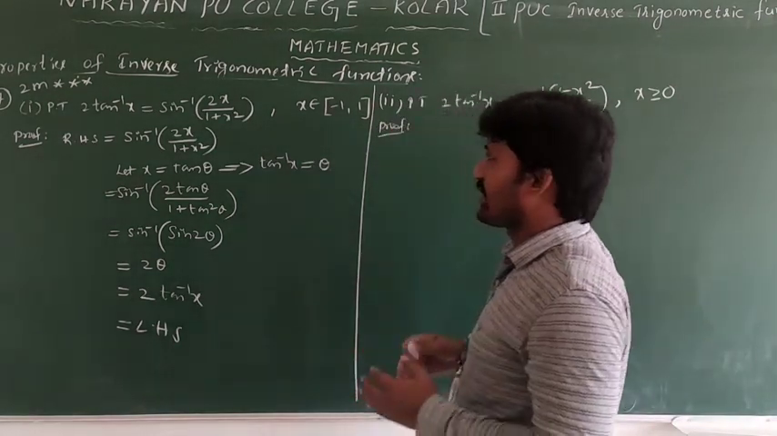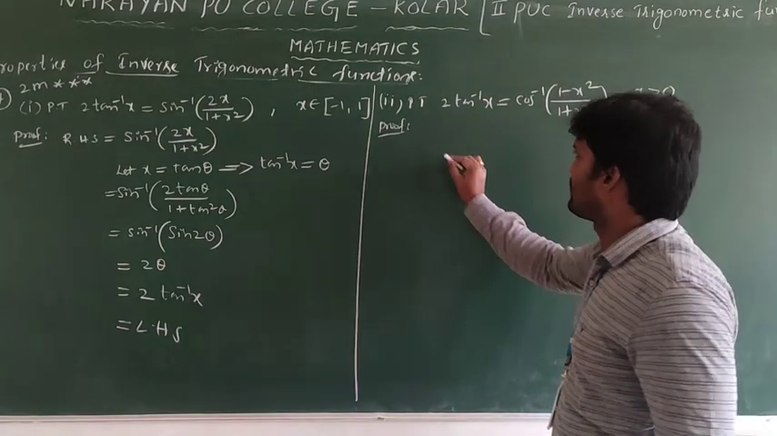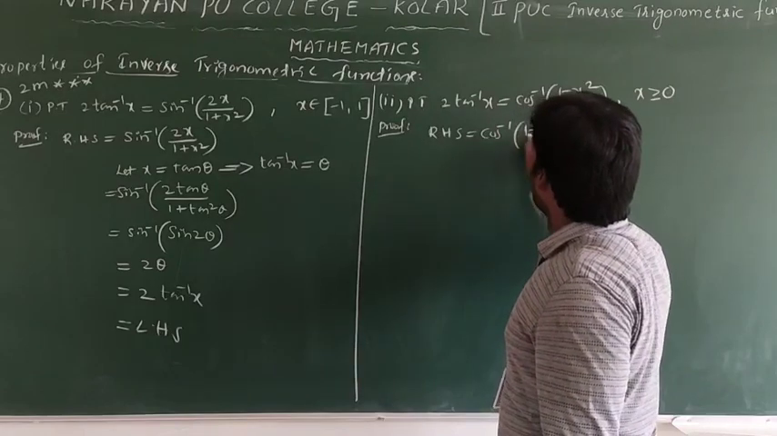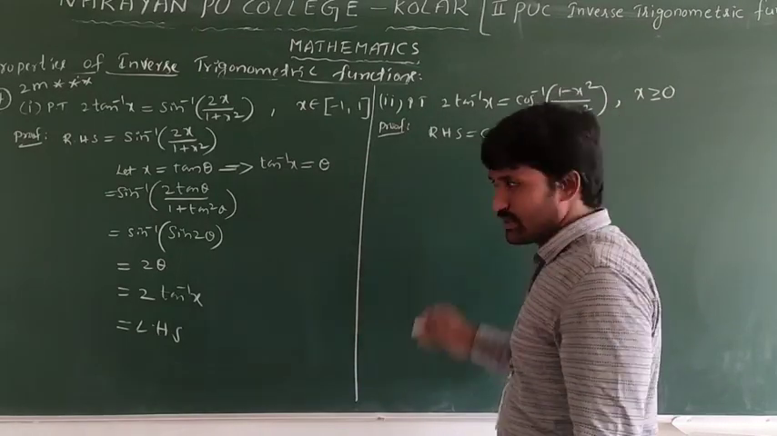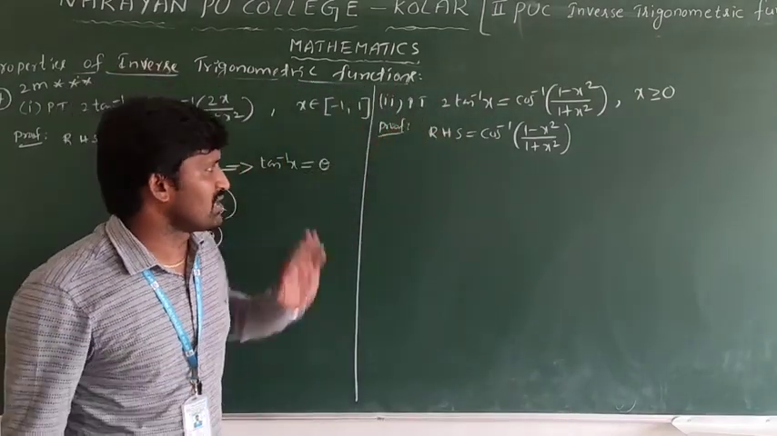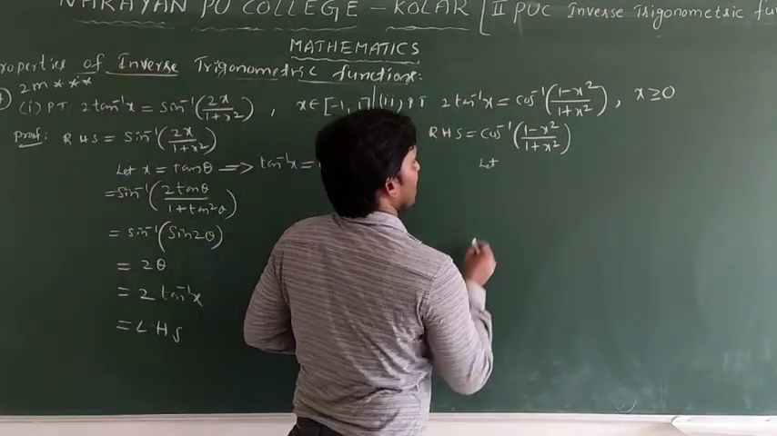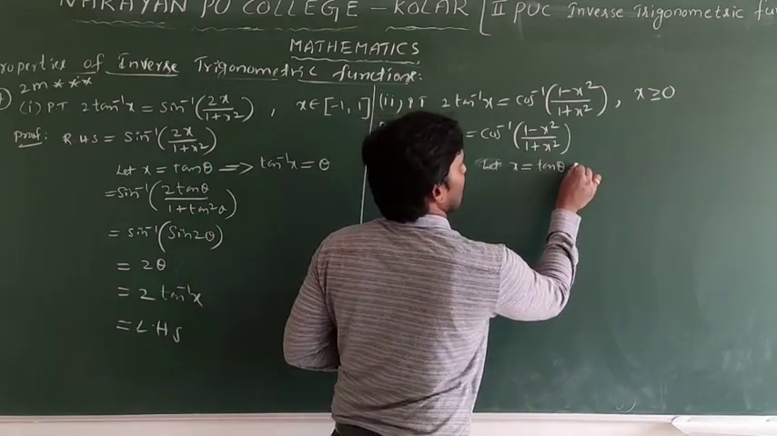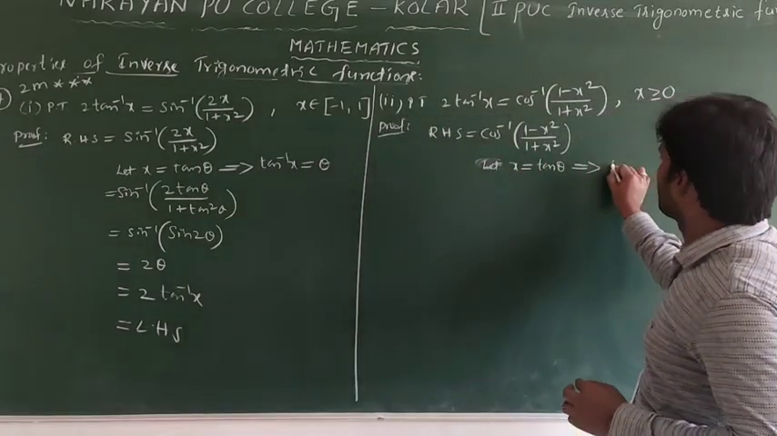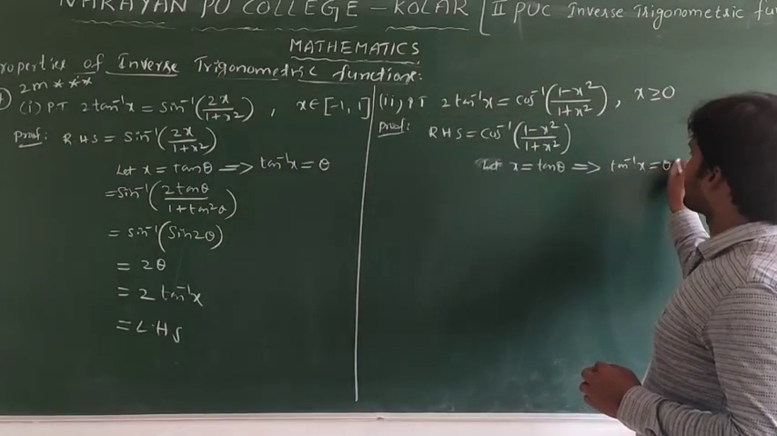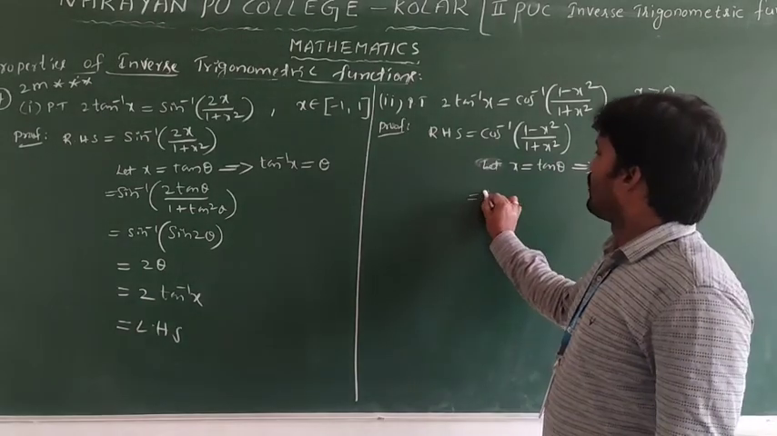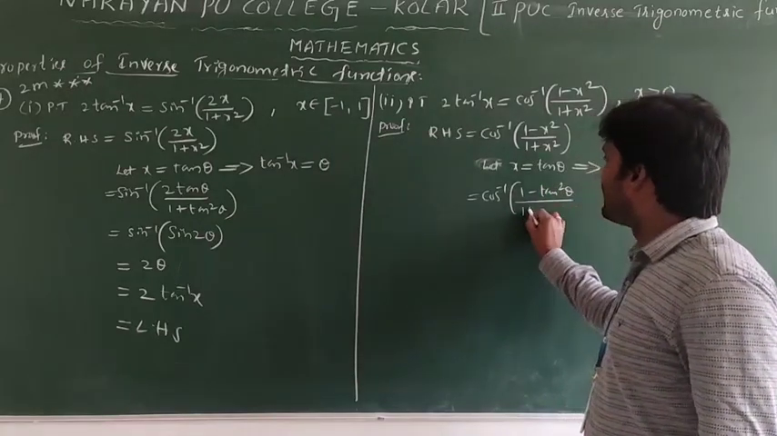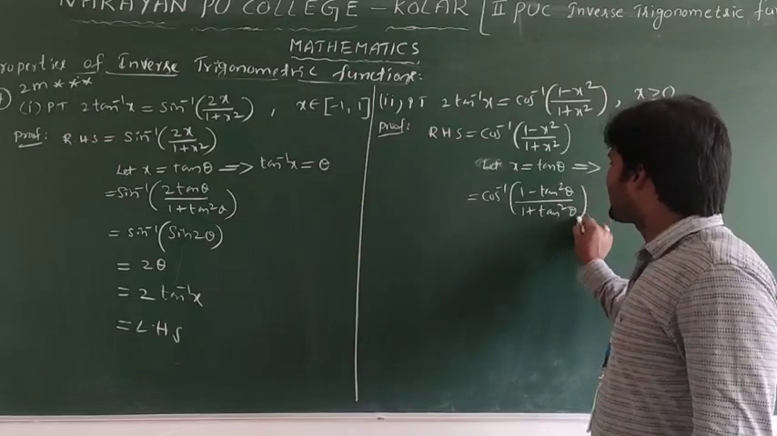Now all three we are moving from RHS to LHS. Now the easy method: take the RHS. What is there? Cos inverse of 1 minus x square by 1 plus x square. We need LHS in terms of tan inverse. That's why let x equal to tan theta. Tan inverse x equal to theta. Now what will you get? Cos inverse of 1 minus tan square theta by 1 plus tan square theta.